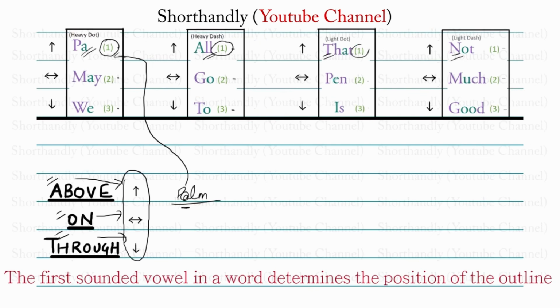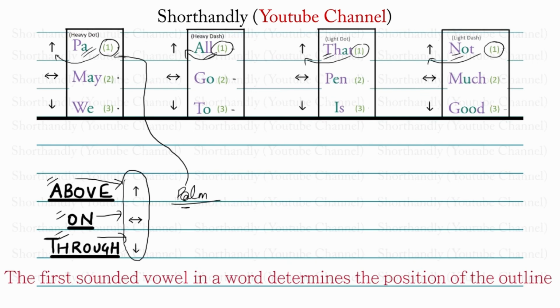You can also see the sign of above the line on all these 4 vowels. What does this mean? This simply means that when the first sounded vowel in any word is a first place vowel, then the outline is written in the first position.